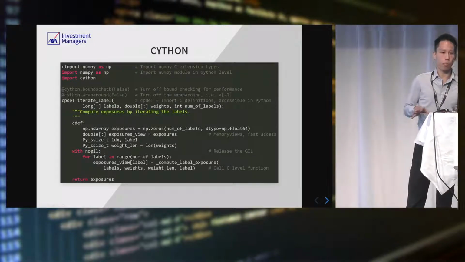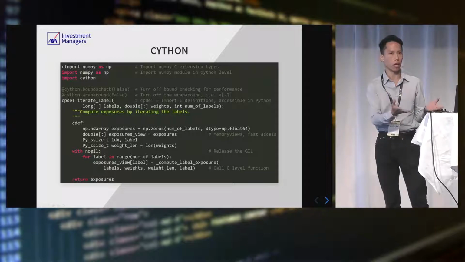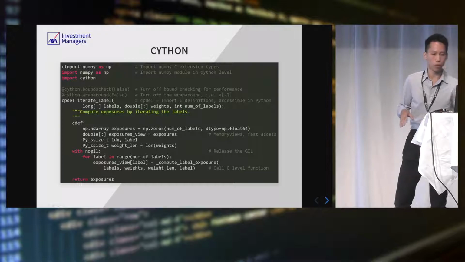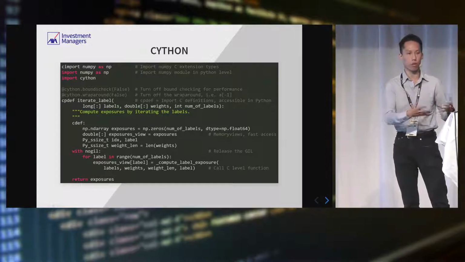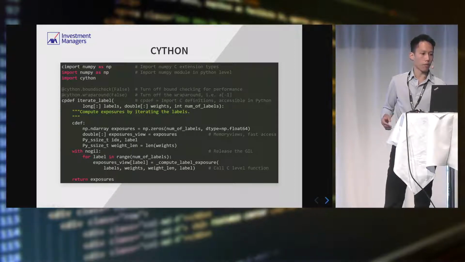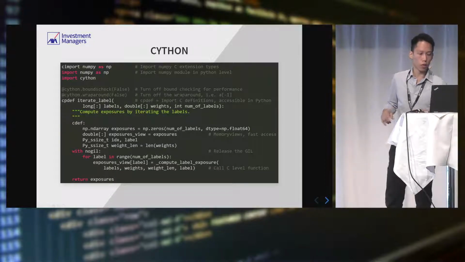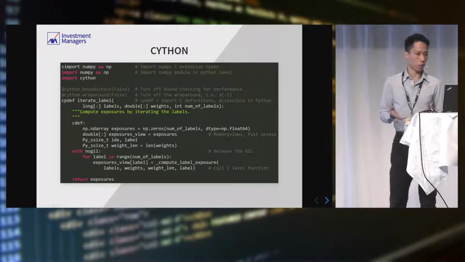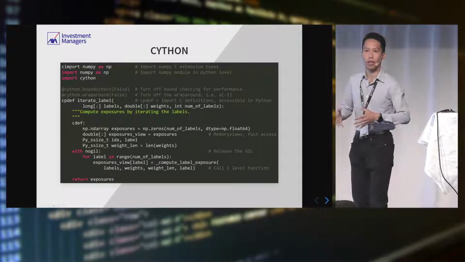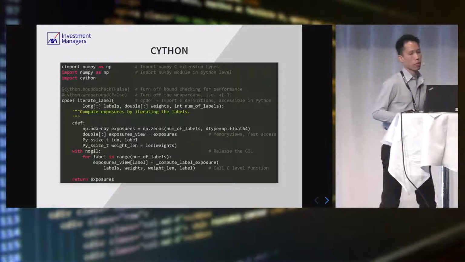So first, we can import the C extension types from NumPy. For the NumPy user, it's good news. Then we can also import the NumPy module at the Python level. That means you can also reuse the NumPy functions. And then for the functions, before going to the functions, there are the decorators. So I turn off the bounds checking for performance. And also I turn off wraparound. That means you can't provide a negative index to access the array.